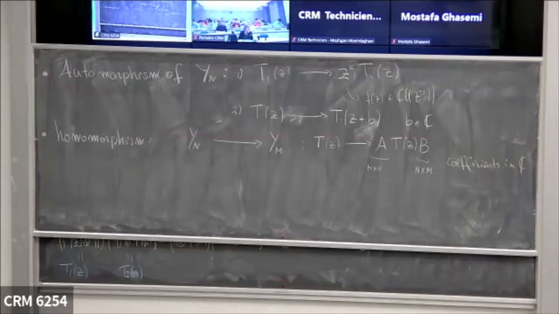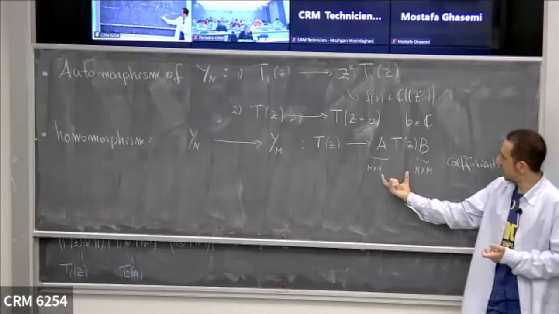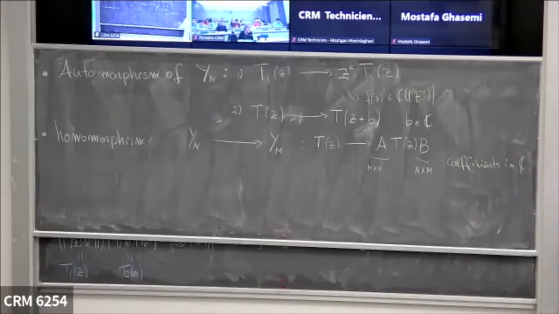Then if T satisfies the RTT relation, we multiply everything by A on the left and on the right by B. Then we get something that still satisfies the RTT relation, but it's in a different dimension, right? Because now it's a matrix which is of size M times M. So these allow us to construct a homomorphism from the Yangian, let's say, of size N to the Yangian of size M.